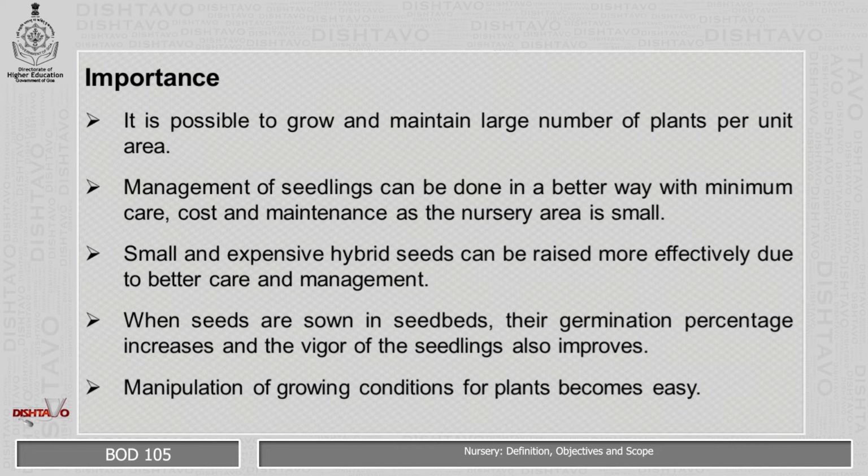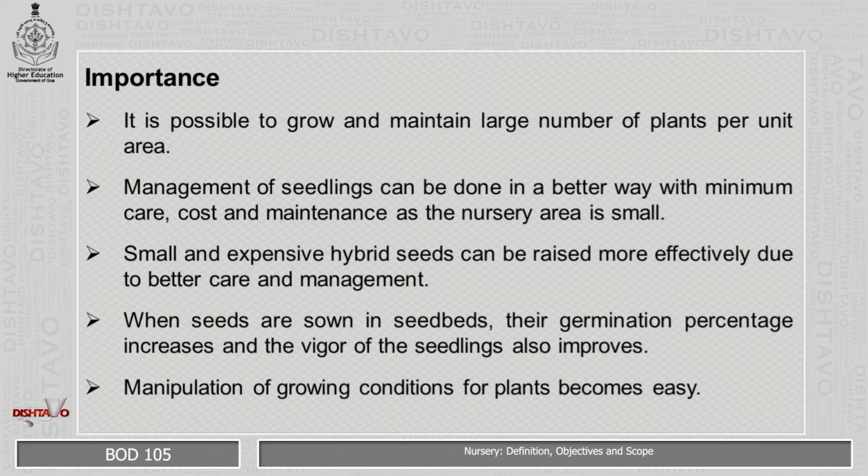When seeds are sown in seed beds, their germination percentage increases and the vigor of the seedling can be improved by giving better management practices. Manipulation of the growing conditions, like providing misting conditions or providing nutrients through the water, that is fertigation, can be applied in such places.